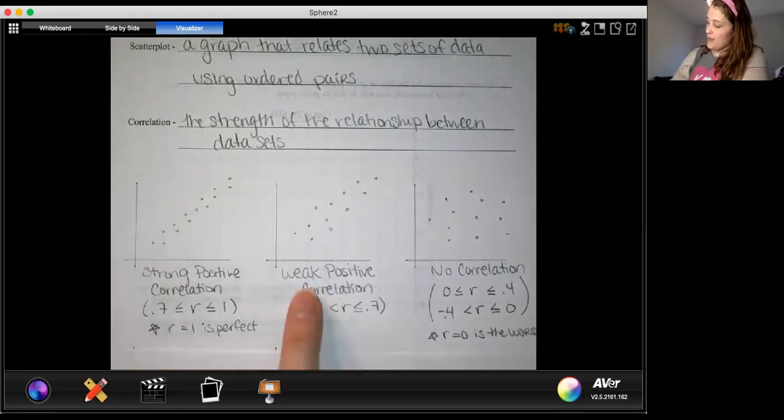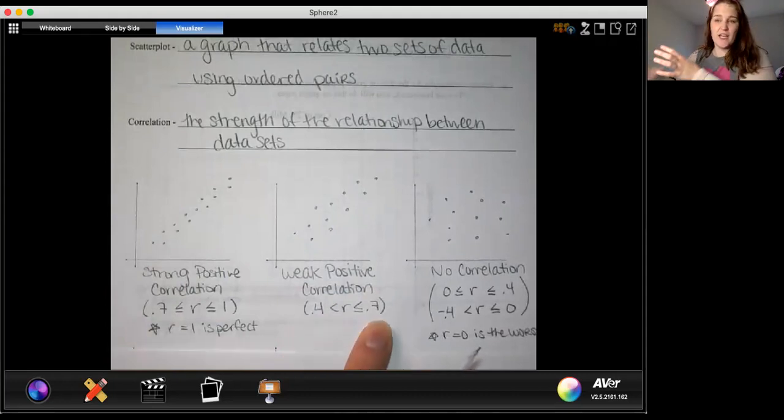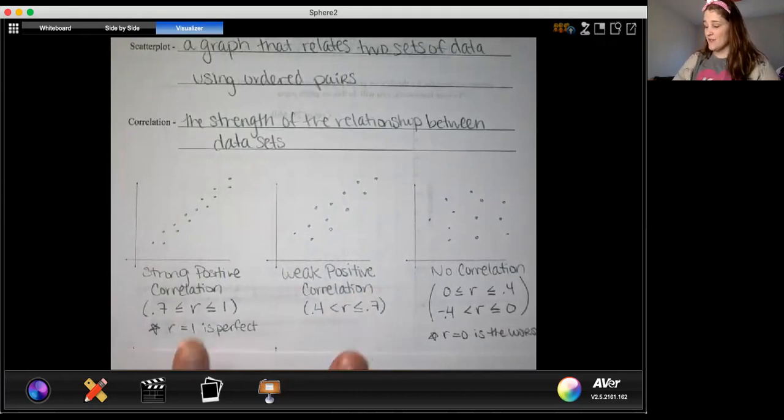Now, for weak positive, it's going to be a little bit less strong, right? Or a little weak, obviously. So 0.4 to 0.7 is kind of your range for weak positive. Now, are these exact numbers? Does it always mean that it's weak or positive if it's these numbers? No, but that 0.7 is really that bubble.